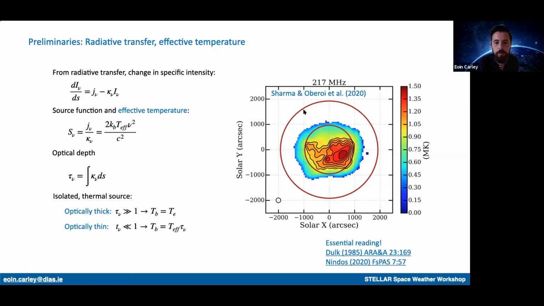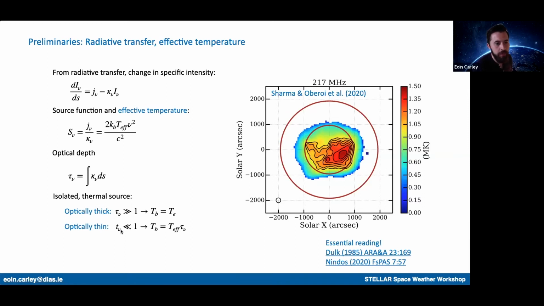So I show here an example of one such map at 270 megahertz from the MWA, or Murchison Widefield Array. And you can see here the color grading is in the megakelvin range. It tells us basically the temperature of the corona, and it's a really nice and accurate measure of getting at that temperature, as opposed to using EUV spectroscopy, for example.